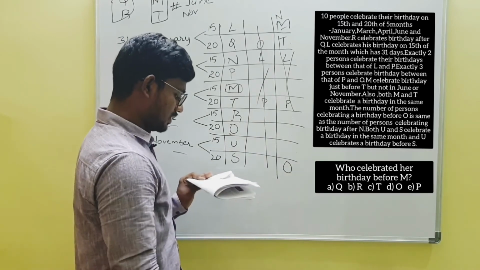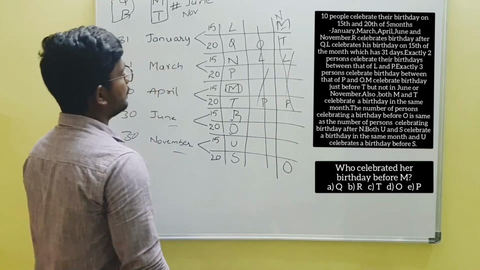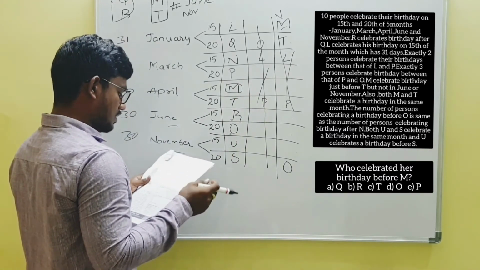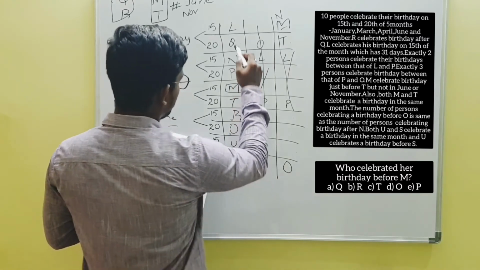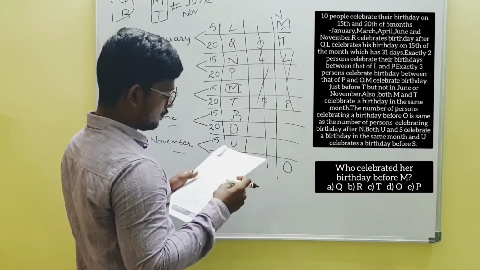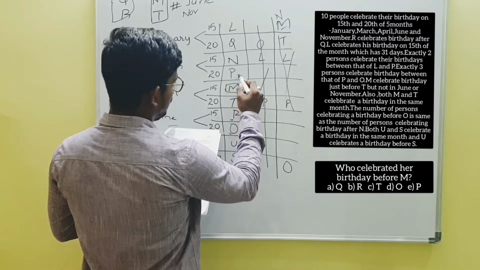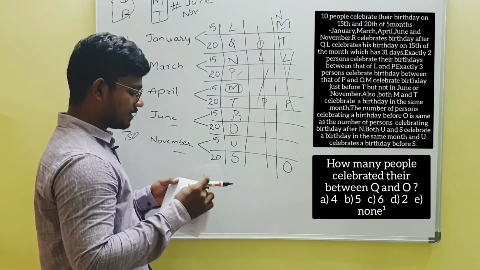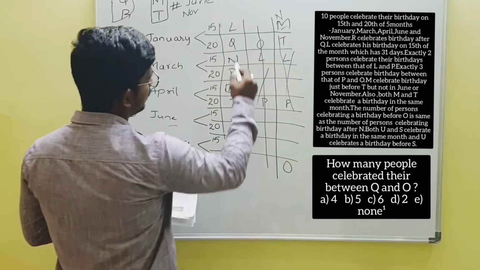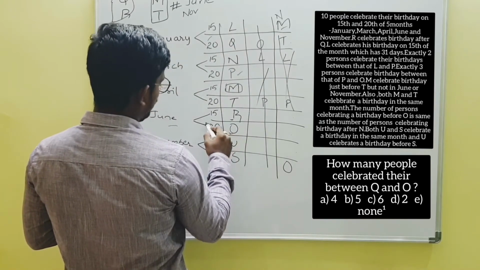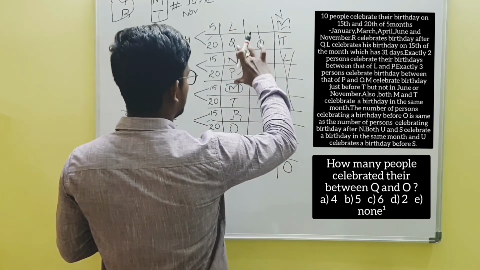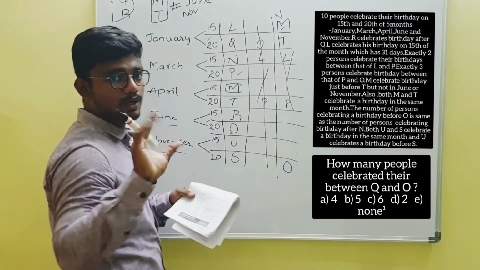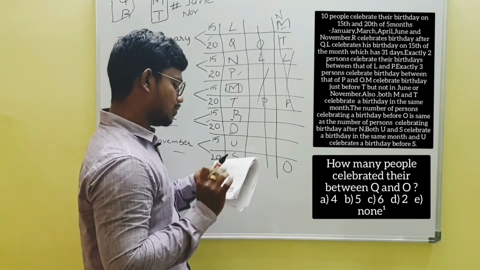23rd question is, who celebrated her birthday before M? Before M, L, Q, N and P celebrated, but just before is P who celebrated his birthday. How many people celebrated their birthday between Q and O? Q is here January 20 and O is here June 20. The number of persons between Q and O is 1, 2, 3, 4, 5. So 5 people have celebrated their birthday between Q and O.